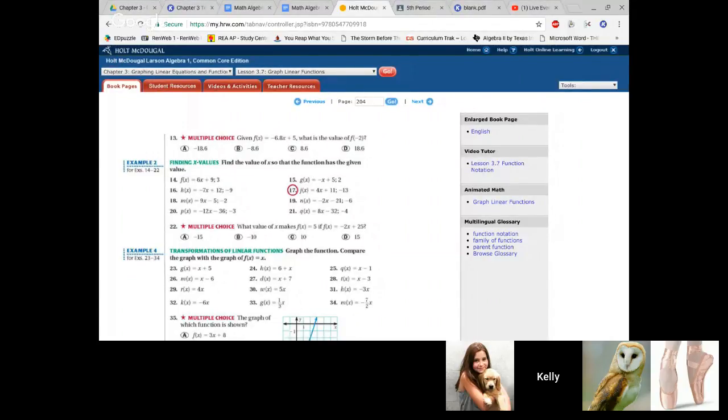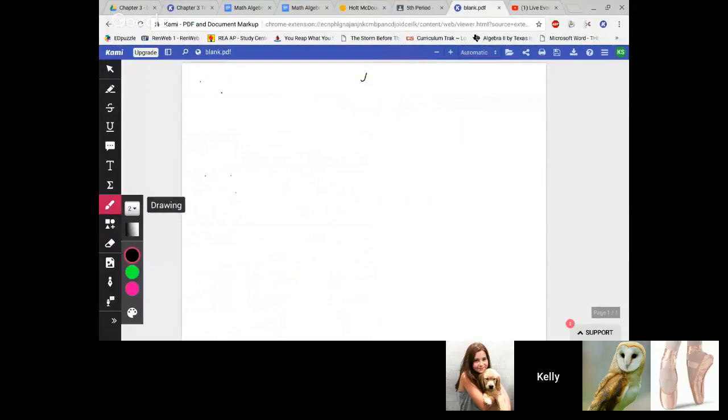The instructions for finding x values: find the value of x so that the function has the given value. So what it's asking me to do on number 14 is this: 6x plus 9. And then I think the answer was 3. Is that right?